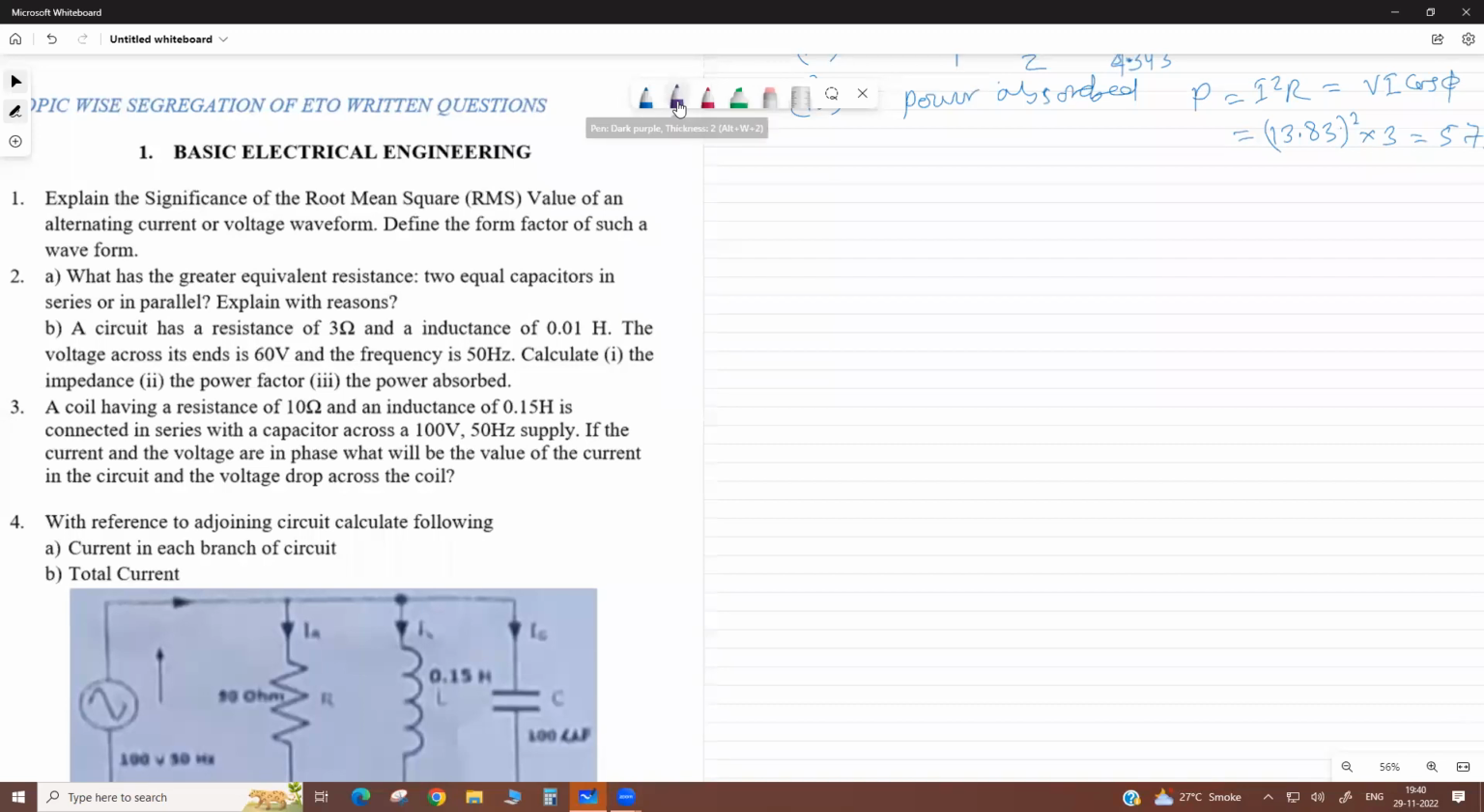Question number 3. He said that a coil having a resistance and inductance, a practical coil. Suppose this is a solenoid coil, like this. So this coil, because it consists of a wire, has a resistance. So if we draw the equivalent circuit now, this coil has a resistance and reactance.